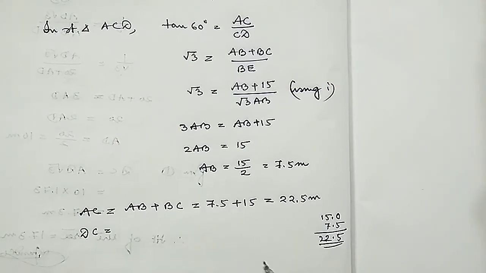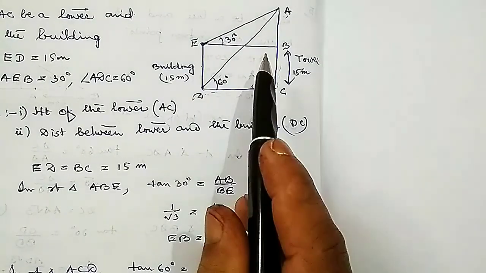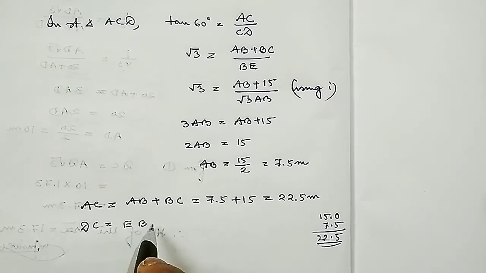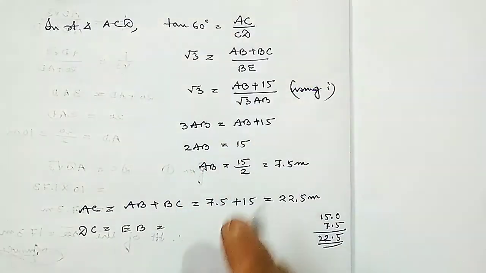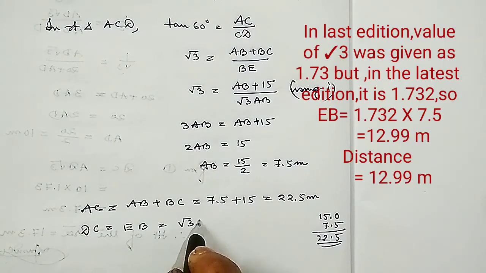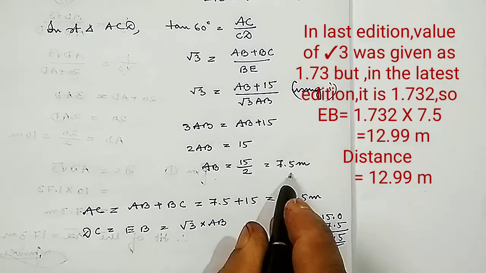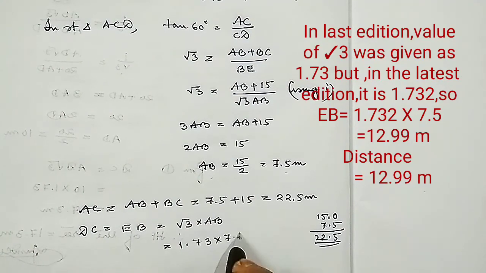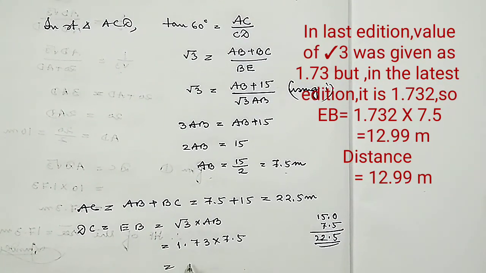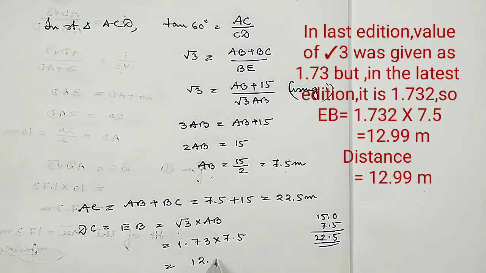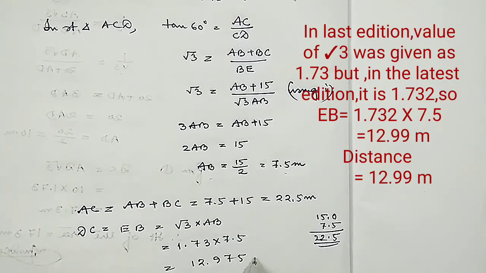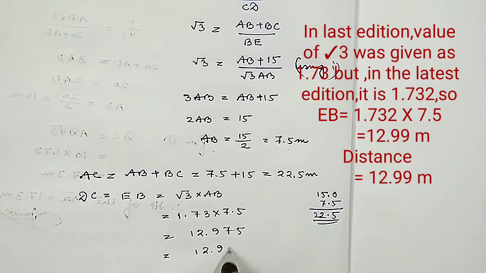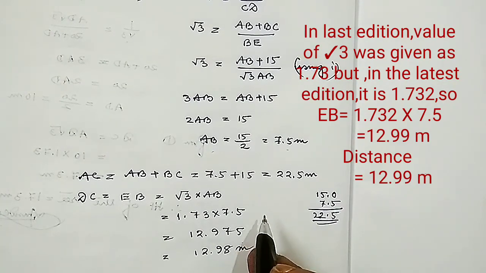And here we got DC and EB the same. So we can write DC equals EB. And EB, if you see the first equation, is √3 AB. √3 into AB. AB, how much did we get? 7.5. So 1.73 into 7.5. If I multiply, I am going to get around 12.975. And 12.975, if I round off, will be 12.98 meters.